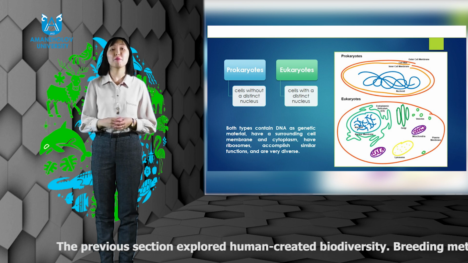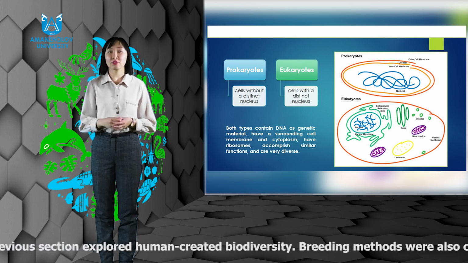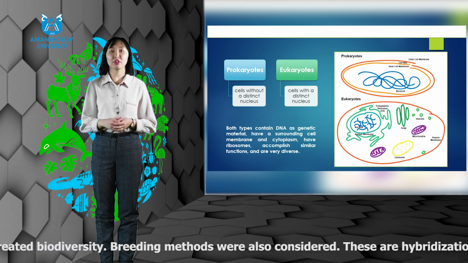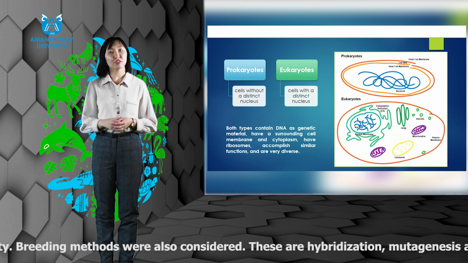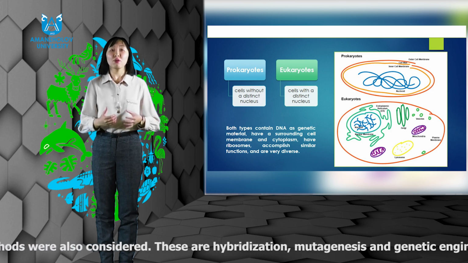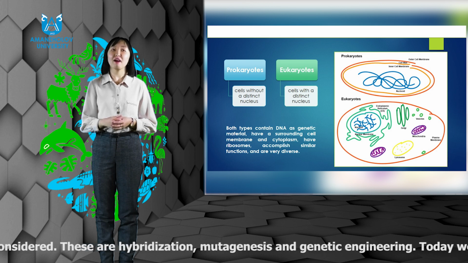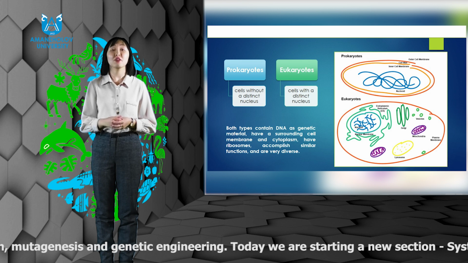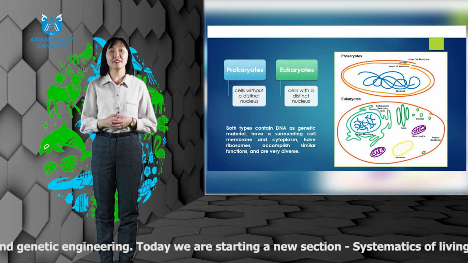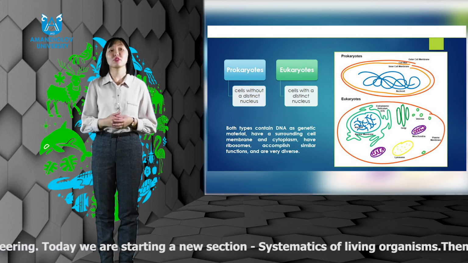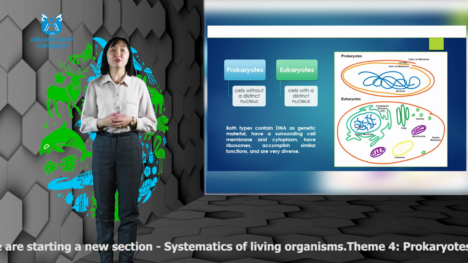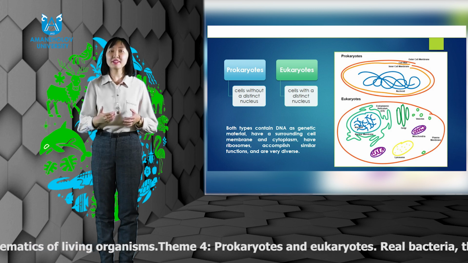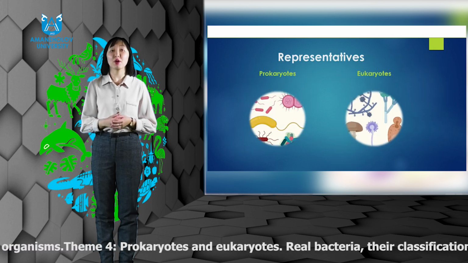And today we have lesson number 4 about prokaryotes and eukaryotes, true bacteria and their classification, Archaebacteria and their classification and features, viruses, their classification, and ecology. Organisms whose cells have a nucleus are called eukaryotes. Organisms whose cells do not have a nucleus are called prokaryotes. Both types contain DNA as genetic material, have a surrounding cell membrane and cytoplasm, have ribosomes, accomplish similar functions, and are very diverse. And the distinctive characteristics of prokaryotes are these.